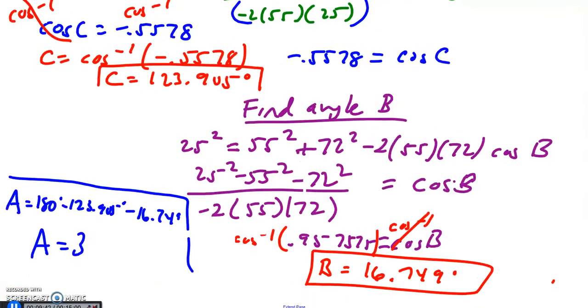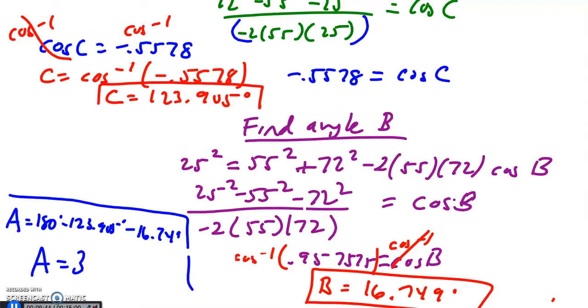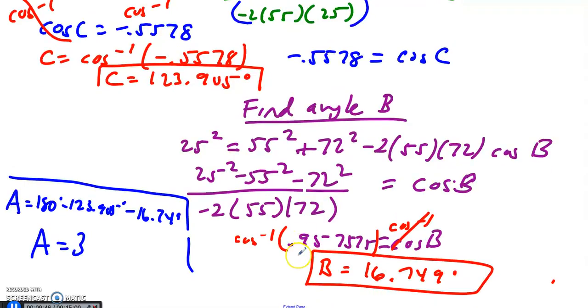All right, guys, here was my work. I isolated cosine of B. When I plugged this in the calculator, I got 0.957575. Took the inverse, got 16.749 for angle B, which meant when I subtracted those two angles from 180, I got that A should be 30.346 degrees. Please pause the video if you need to copy anything down.